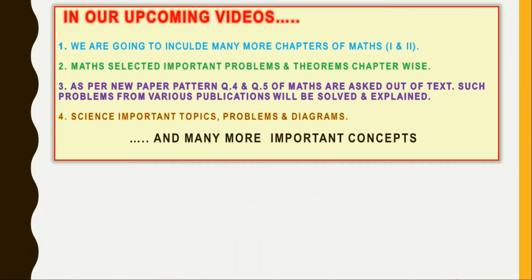Dear students, in our upcoming videos, we are going to include many more chapters of Maths 1 and 2. Maths selected important problems and theorems chapter wise will be discussed. As per new paper pattern, question number 4 and 5 of Maths are asked out of text. Such problems from various publications will be solved and explained. This will bring confidence during exam. Science important topics, problems and diagrams will be discussed and many important concepts.